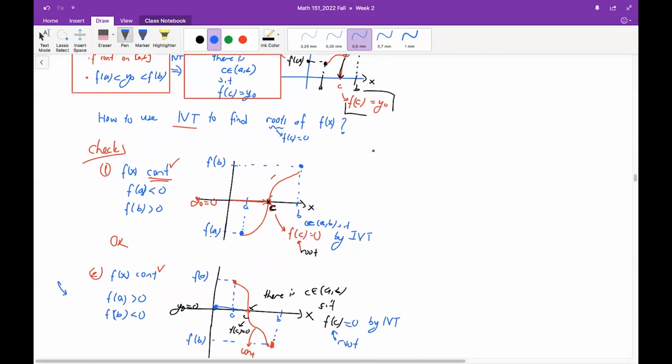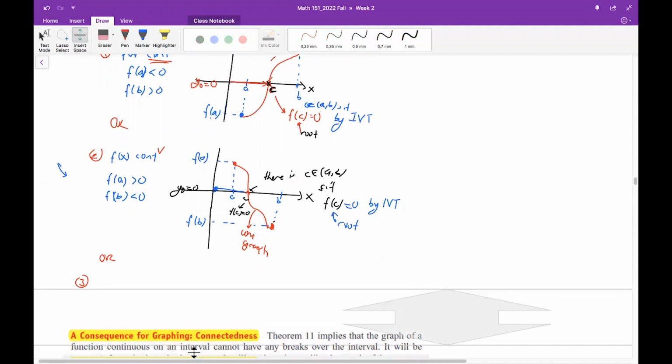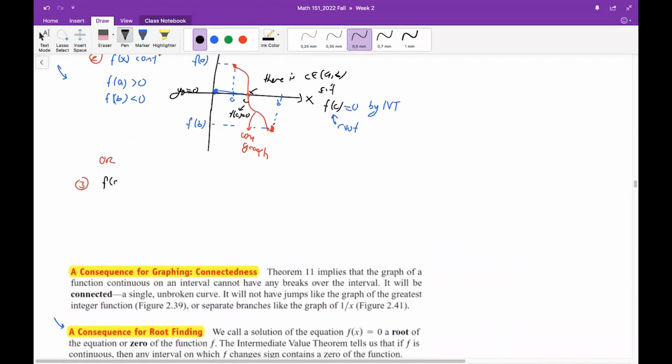Okay, there is one more thing that might happen: maybe your graph intersects the x-axis more than once. Let me draw the corresponding situation here. Okay, f(x) is a continuous function again. Let's choose f(a) bigger than 0, f(b) less than 0, just like the case here, right?